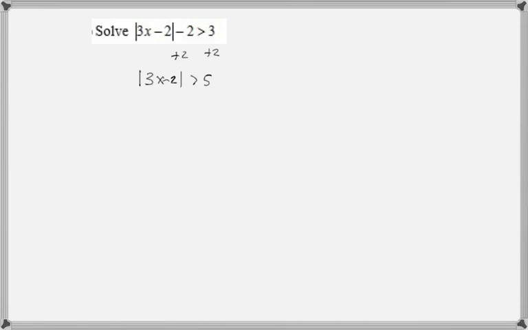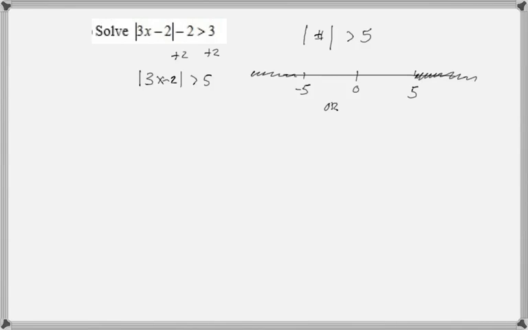If I forget about the fact that I've got 3x minus 2 inside of the absolute value, and just say that's some number, I've got the absolute value of some number, and it must be bigger than 5. Graphically, if I'm looking for numbers whose absolute value is bigger than 5, I need numbers that are bigger than 5, or I need numbers that are less than negative 5.